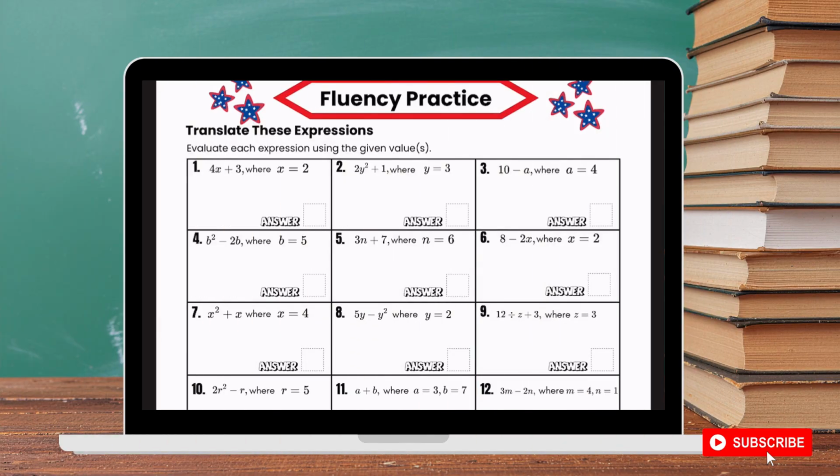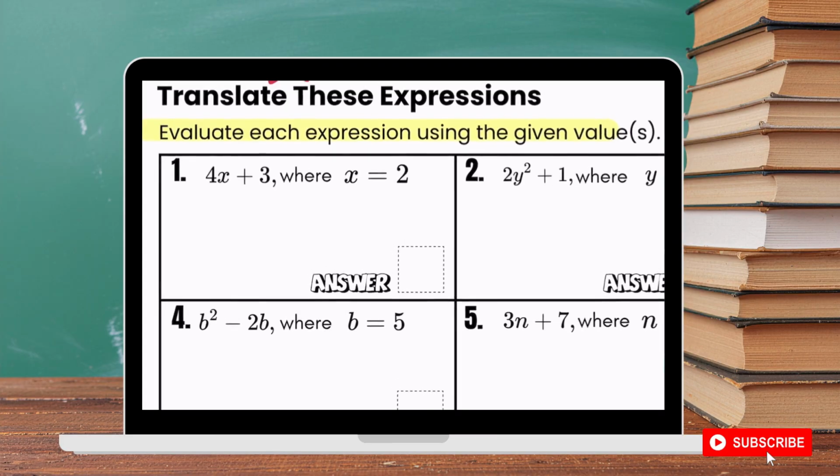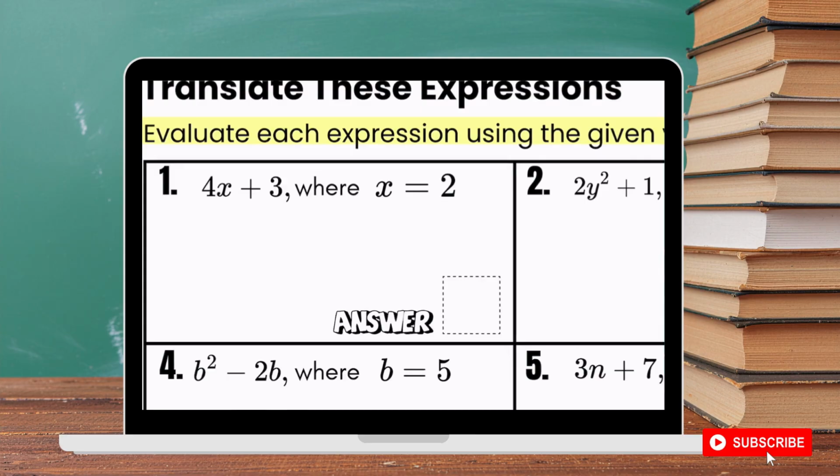Okay, we are going to evaluate each expression using the given value or values. And so remember, to evaluate is basically finding the answer. So we're going to start here with number 1. We have 4x plus 3, where x equals 2.